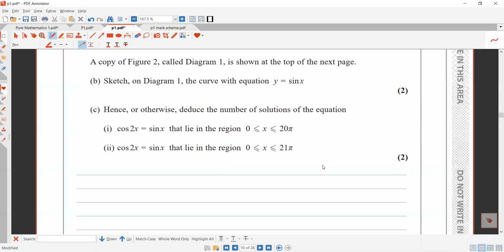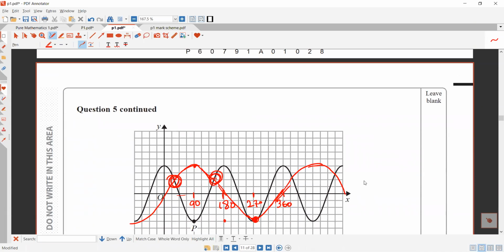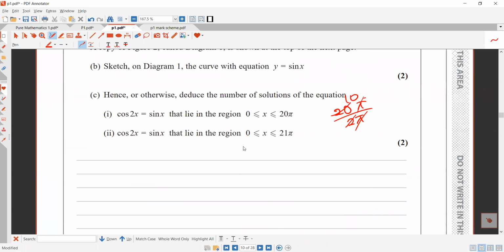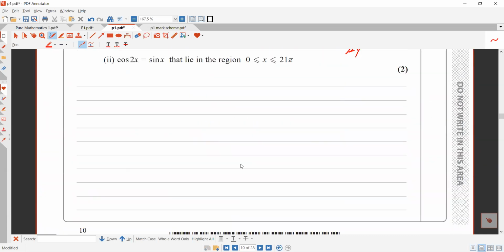20 pi means 20 pi divided by 2 pi, because 2 pi is one cycle. Pi cancels, 10. So it will repeat 10 times. If it repeats 10 times, there are going to be 30 solutions for sure. Agree? Everyone? Okay, so there are 30 solutions because 3 times in 360 degree. Okay, let's do the next one.